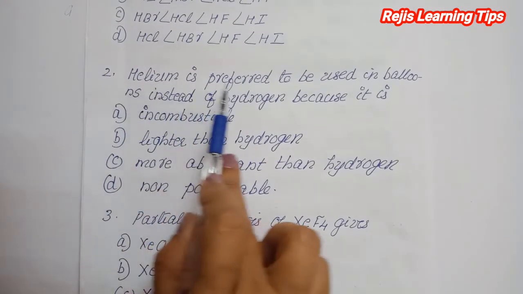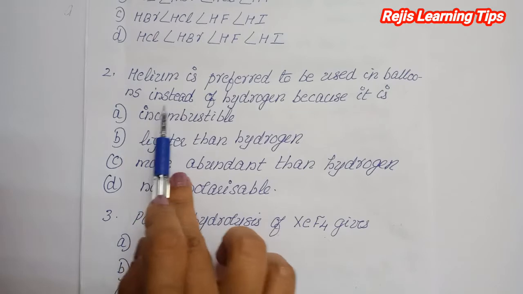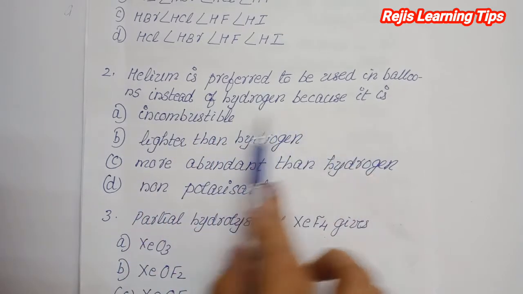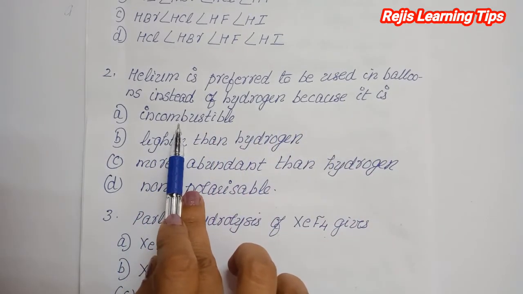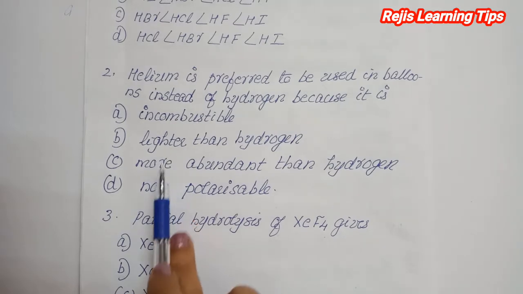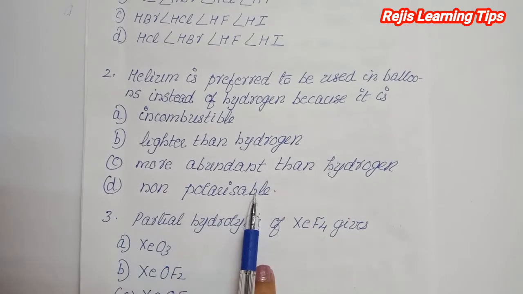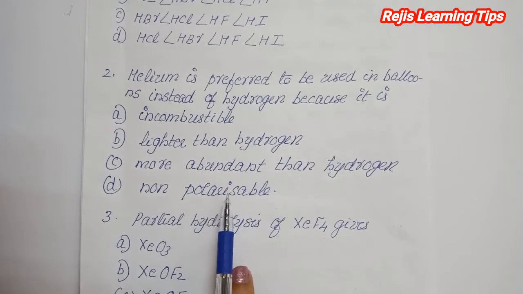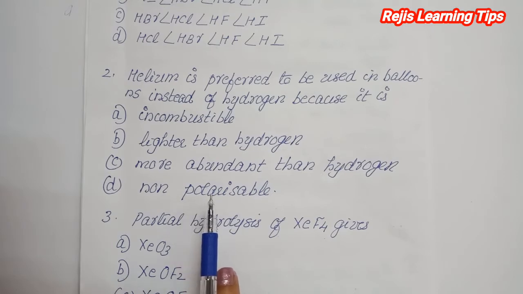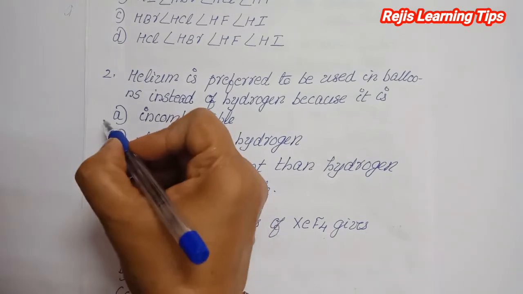Second question, helium is preferred to be used in balloons instead of hydrogen because it is. Options are A. Incombustible, B. Lighter than hydrogen, C. More abundant than hydrogen, D. Non-polarizable. Helium gas is heavier than hydrogen gas, but it is preferred over hydrogen gas because hydrogen gas is highly inflammable while helium is incombustible. So our option A.